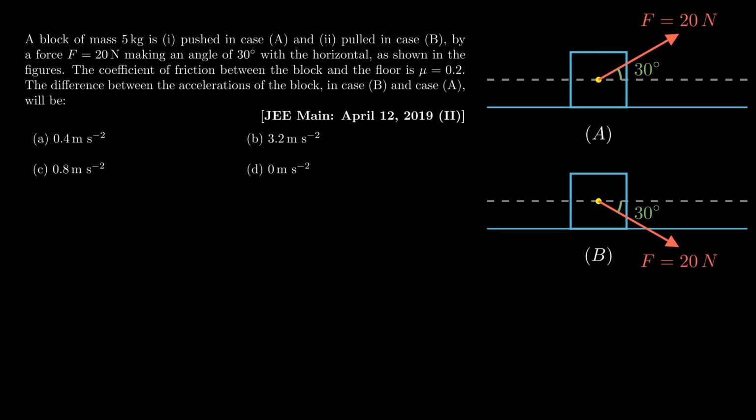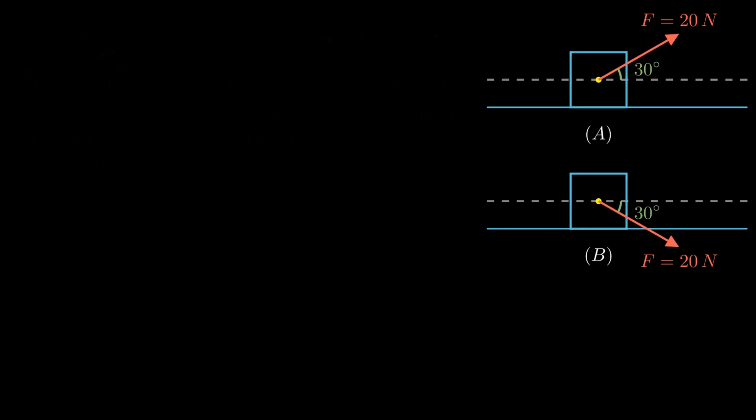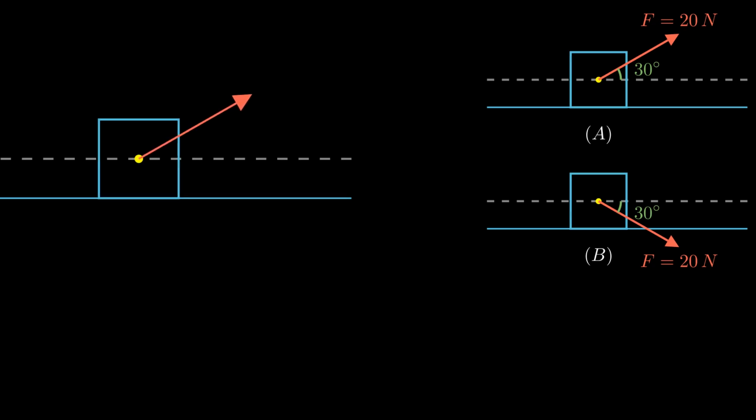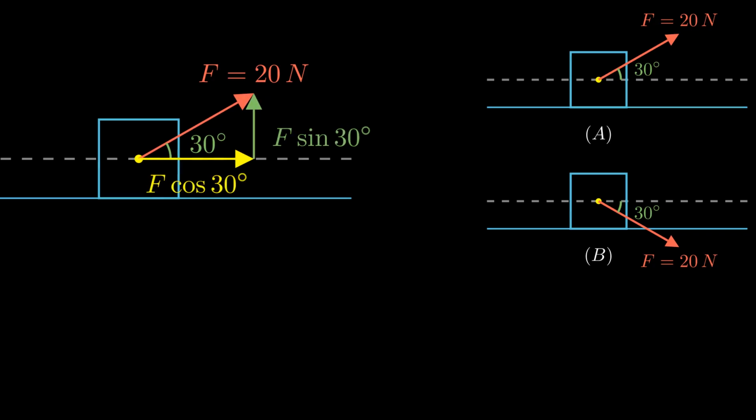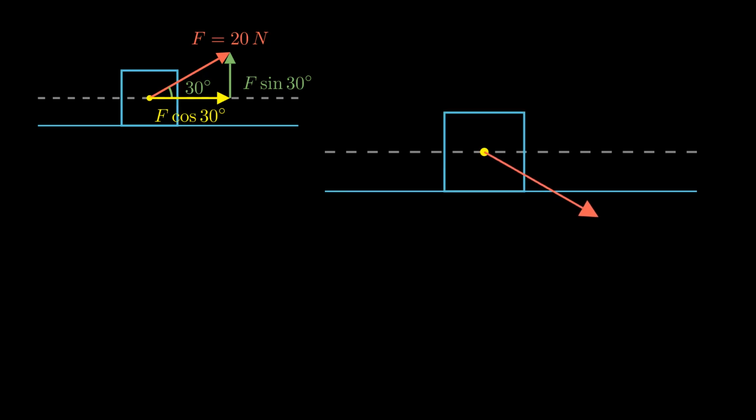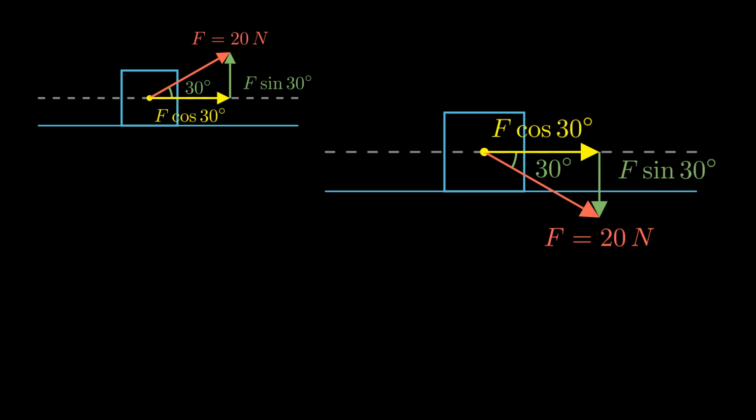Let's break this problem down step by step, okay? First, let's start by breaking the force into its components. Now, in the case of pulling, we can see that it reduces the normal force due to the upward directing vertical component of the force, that is F sine 30 degrees. In the case of pushing, it adds to the weight by pointing downwards. So the same F sine 30 degrees is now going to be downwards.